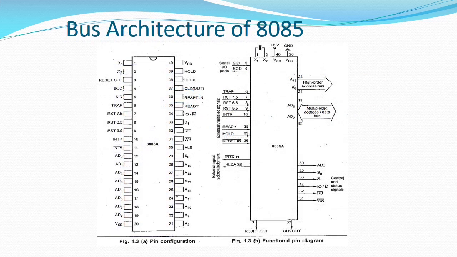This slide shows you the pin diagram of the 8085 microprocessor, and next to that is the signal diagram. The signal diagram is nothing but an alternative way of showing all the signals present on the 8085 microprocessor. Now here we end with the pin diagram of 8085.